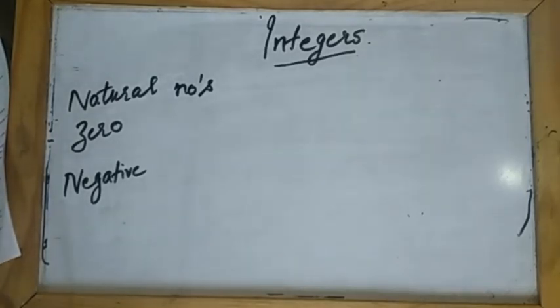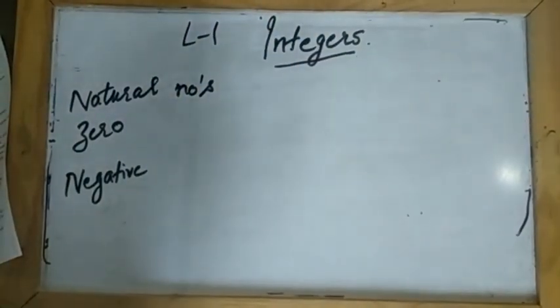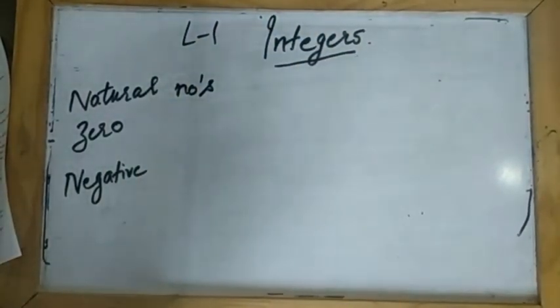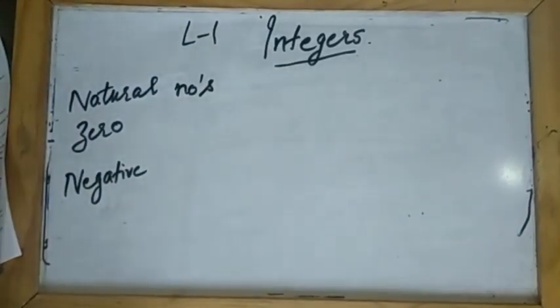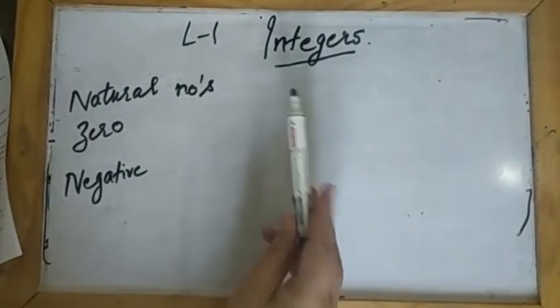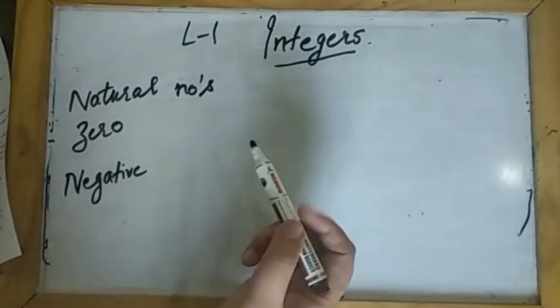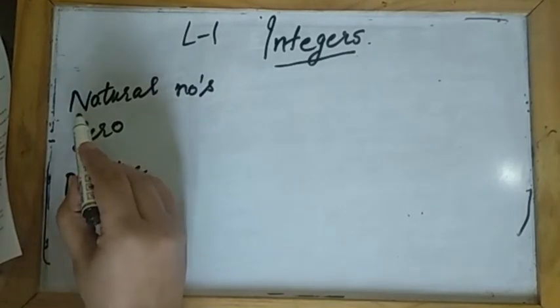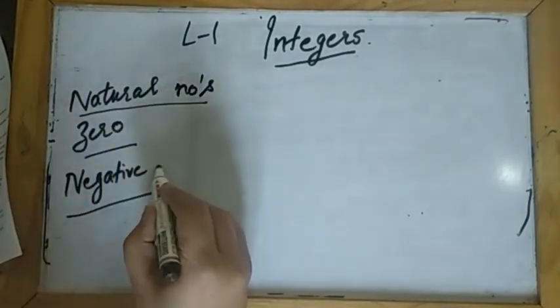Students, today we start with the first chapter, lesson 1, integers. You have already studied about integers in your previous class. First, I will revise what you have learned in the previous class. So, what are integers? Integers include natural numbers, zero, and negative numbers.